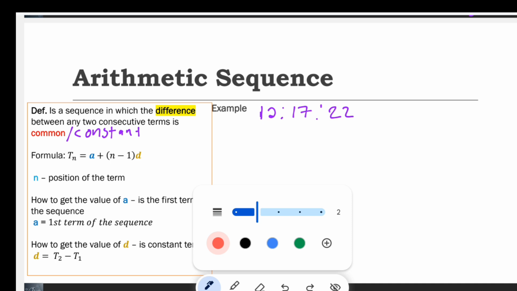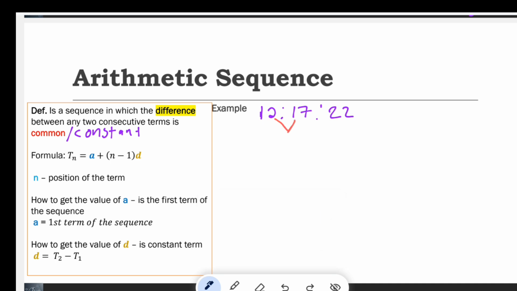So now let's look for the difference. 17 subtract 12 is 5, and then 22 subtract 17 is also 5. So this is what it means. The difference between two consecutive terms is constant, or common, meaning it's the same. Our difference between our two consecutive terms is constant.